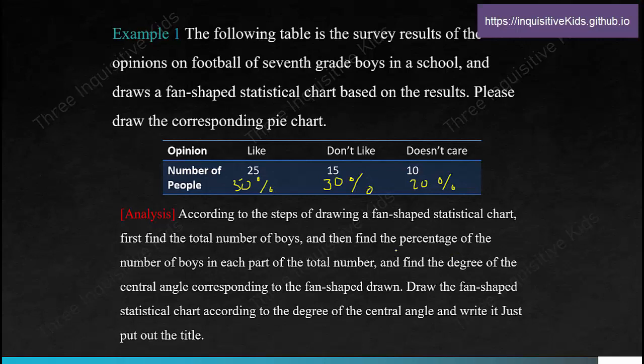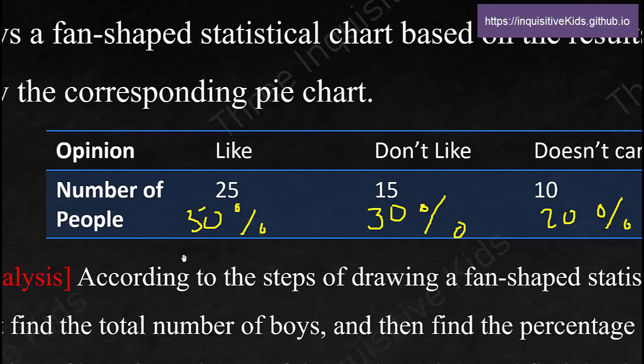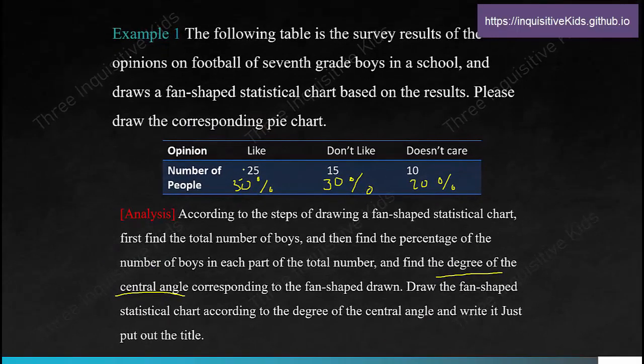Then what we do is we find the degree of the central angle corresponding to the fan-shaped drawing. So this might be written a little bit confusing, but let me explain that. What we do next is we're going to find the degree of each of these sectors that we're going to be drawing. So for like, this is how big and how wide we're going to draw each of the angles for these. So 50%. Oh, by the way, say this is your pie chart, right? The first thing to do is make a nice central point for the radius, just saying.